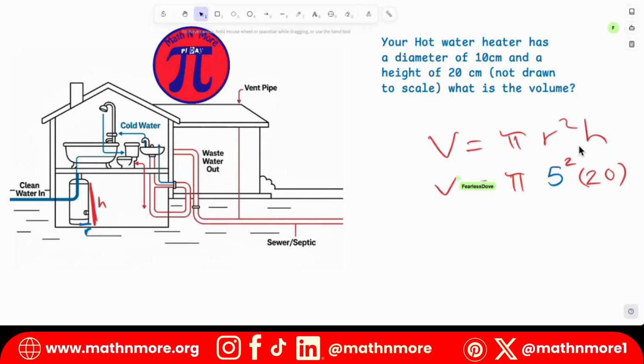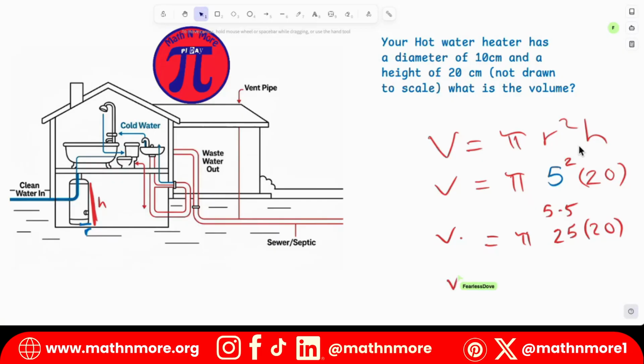Anyway, you plug this into your equation, 5 squared. Well, we know 5 squared is simply 5 times 5, right? And 5 times 5 is 25. Then we bring everything else down. And then you plug this into your equation. You can plug this straight forth. You can do 3.14 times 25 and then multiply that by 20. Either way, it's going to be fine.